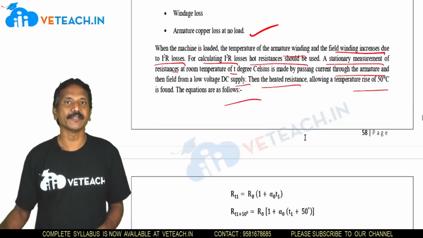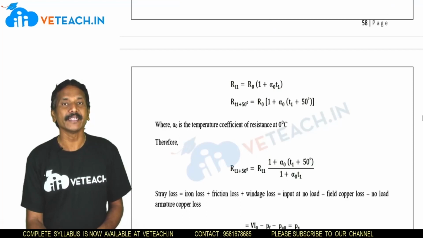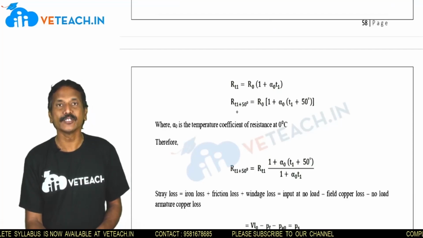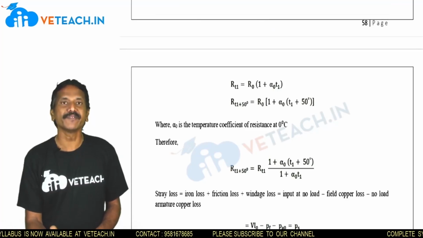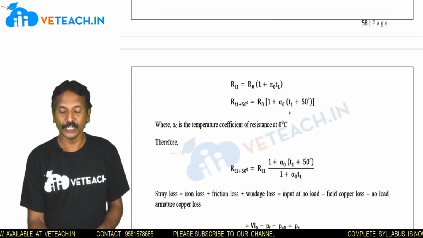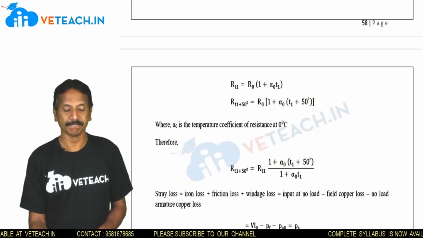Then the relations can be written: initially RT1 is R naught into 1 plus alpha naught into T1. For the rise from the initial temperature to 50 degrees, the relation is R naught into 1 plus alpha naught into T1 plus 50 degrees.